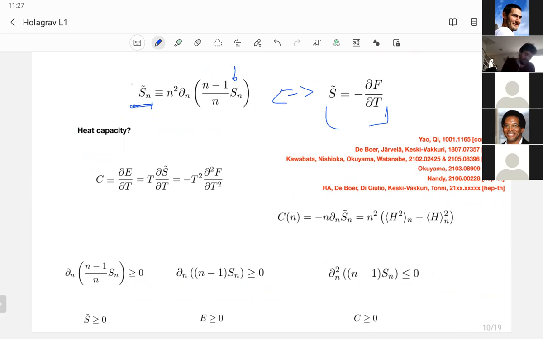This quantity is called in many ways: refined Renyi entropy, also improved Renyi entropy, also modular entropy or modular Renyi entropy. This will be important for us because tomorrow we are going to see that this is the one that has a holographic dual. It's not the Renyi, it's this one, but you can compute the Renyi from it by integration.